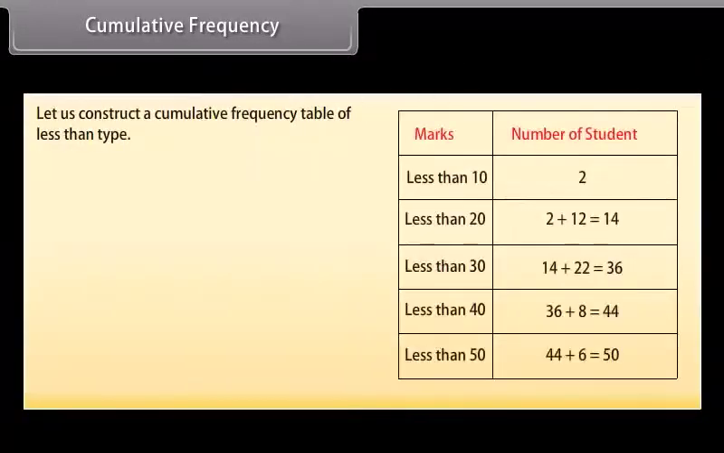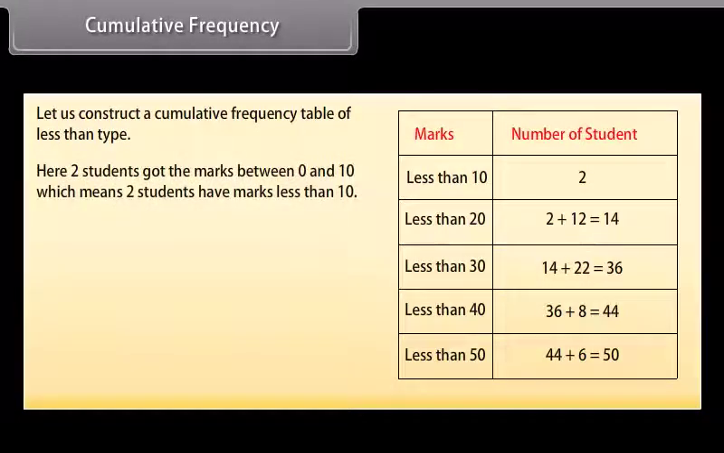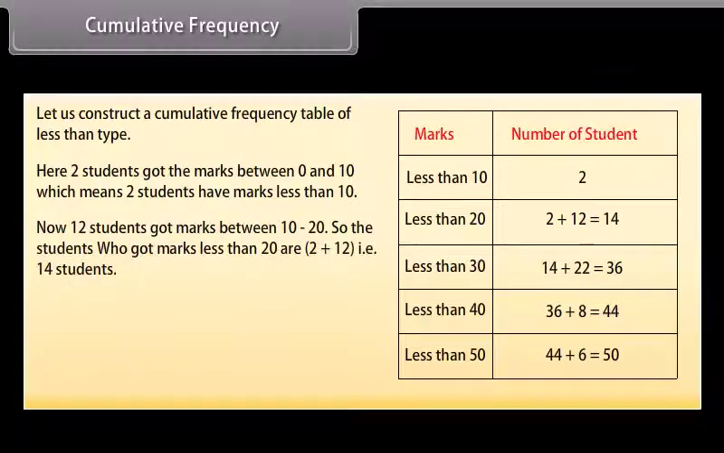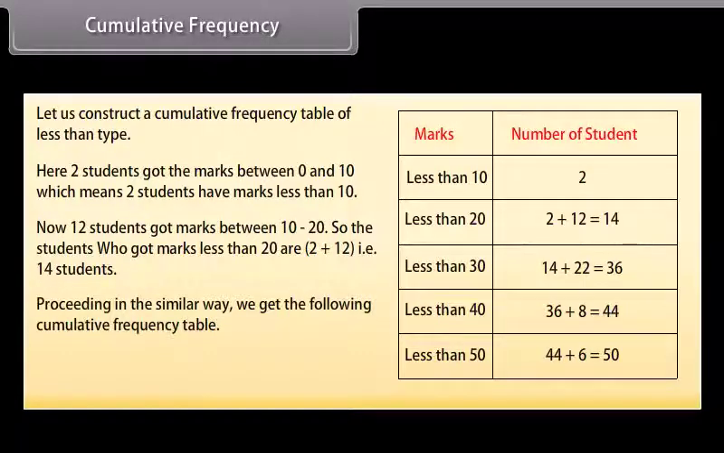Let us construct a cumulative frequency table of less than type for the above data. Here 2 students got the marks between 0 and 10, which means 2 students have marks less than 10. Now 12 students got marks between 10 to 20. So the students who got marks less than 20 are 2 plus 12, that is 14 students. Proceeding in the similar way, we get the following cumulative frequency table.